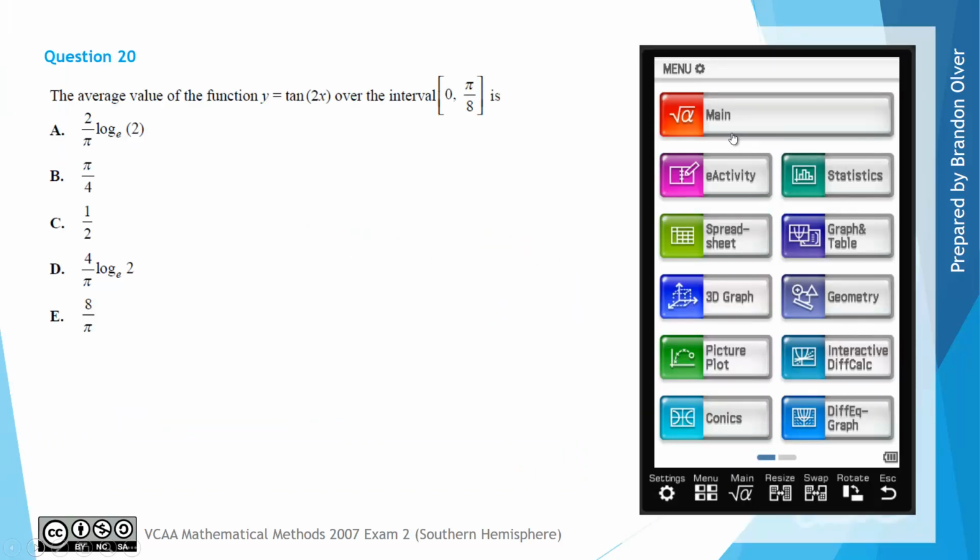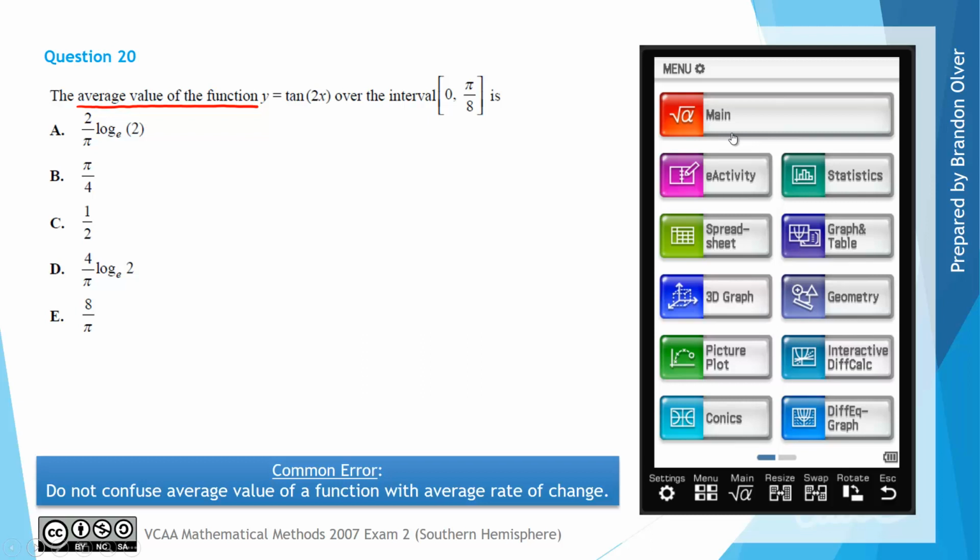For question 20, we're asked that the average value of the function y equals tan of 2x over the interval 0 to pi on 8 is given by one of the following. Before we get too far into this question, just remember that a common error is for people to confuse the average value of a function, which is what we're asked to calculate here, with the average rate of change of a function. So just make sure you're calculating the right one for a question like this.